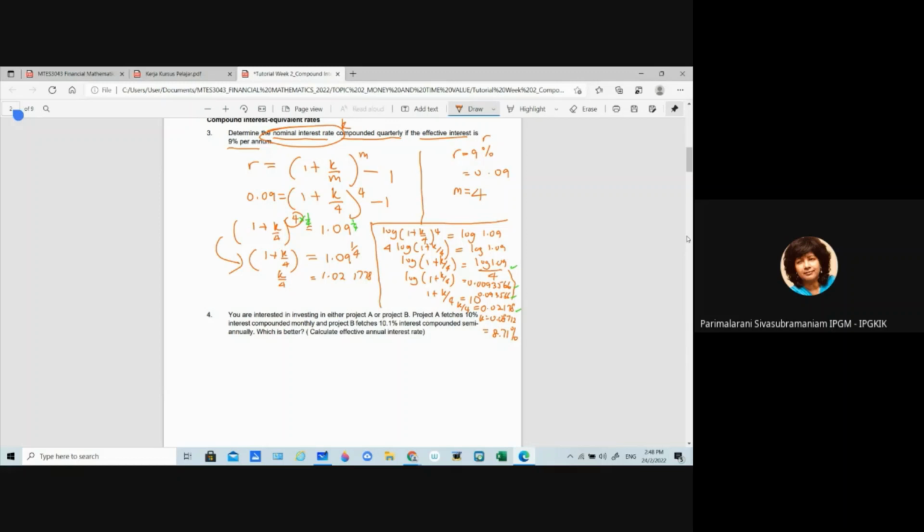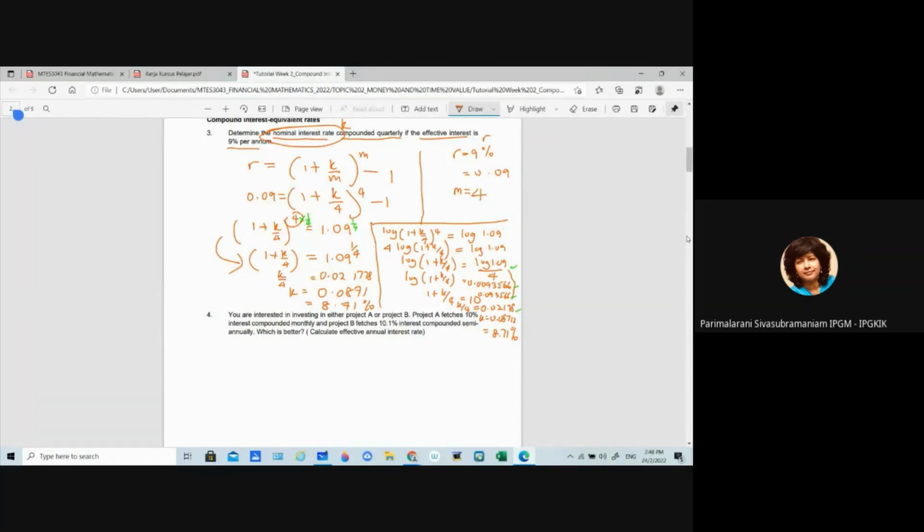Sorry. We already minus the 1, so k is equal to 0.0871. Change this to a percentage. It is 8.71%. Okay, so this is your answer.